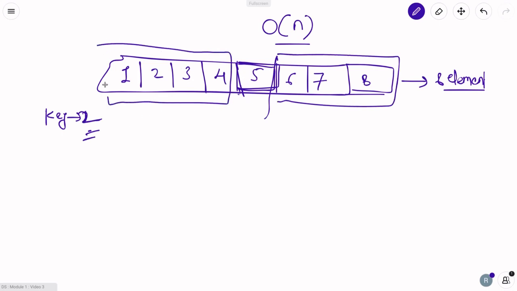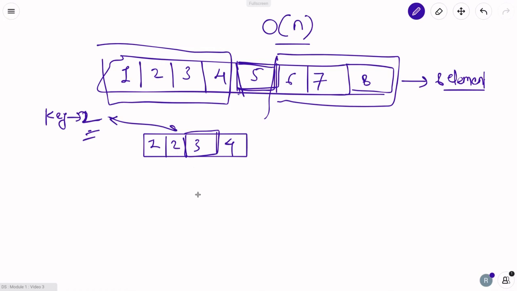In this case, the key is lesser than the middle element, so we are going to restrict our search to this short array. So we have this short array, that is 1 2 3 4. In this case, the middle element of this short array is this 3. It is not matching with the key, and the key is lesser than this middle element. So now we are going to restrict our search to this small array over here.